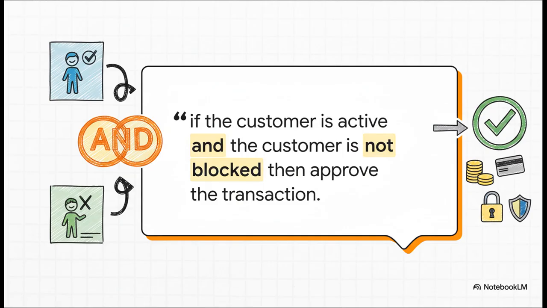Okay, let's look at this one. Here we're using two operators at once. The and connects two totally separate checks. First, is the customer active? And second, is the customer not blocked? Only if both of those conditions are met does the transaction get the green light. You can see how we're starting to build in safeguards and more complex criteria.